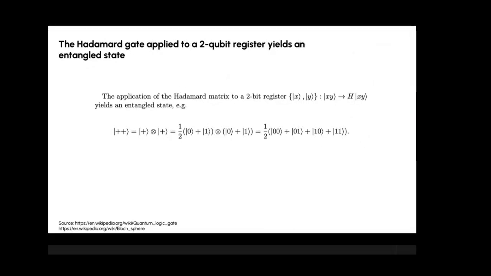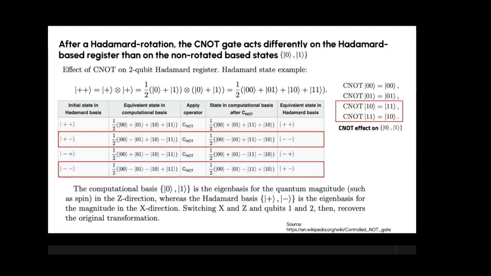if you apply the Hadamard matrix to a 2 qubit register, then you obtain the entanglement that we see here on the board, 1/2 times state 0 plus state 1 tensor state 0 plus state 1, and that equals 0 0 plus 0 1 plus 1 0 plus 1 1. And that's the state that cannot be factored into a product of the base states.